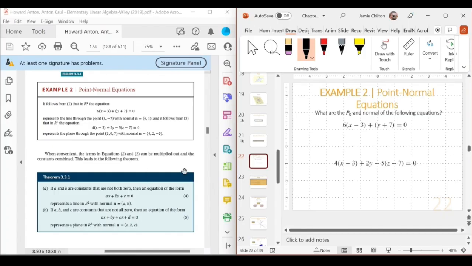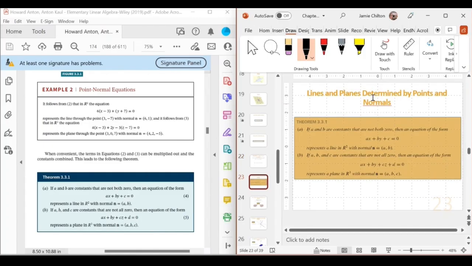Now, what do you notice then about this theorem 3.3.1? Here's another way of writing what I just said. It says here, if a and b are constants that are not both 0, then an equation of the form ax plus by plus c equals 0 is going to represent a line in 2D space with a normal n with the components a, b. So here you're picking out a, b to form your normal. What do you notice is left out? C. Yeah, c.